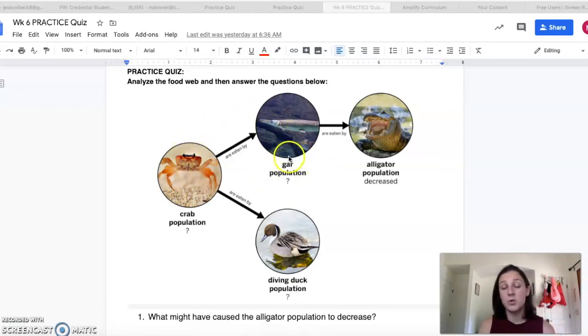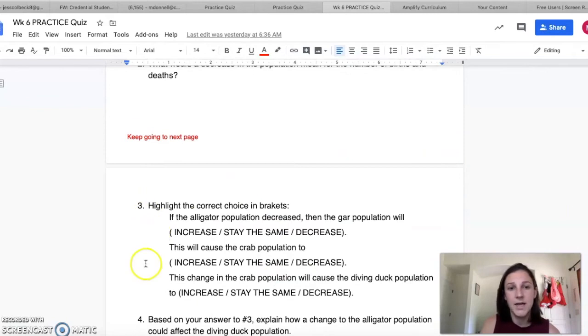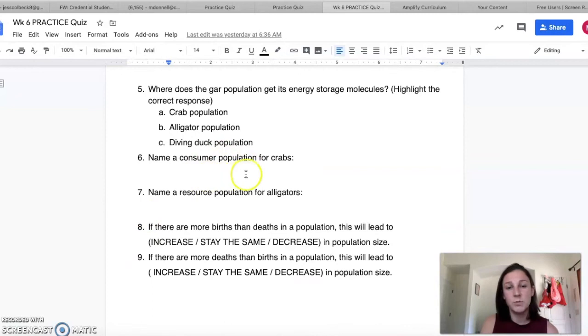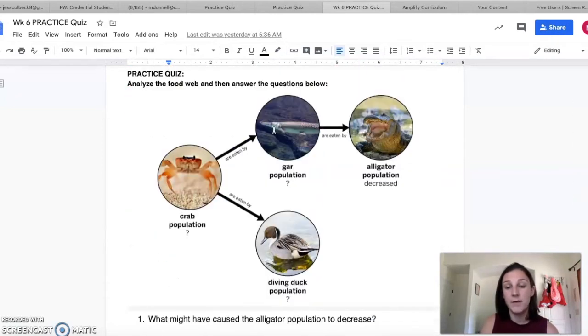So in this scenario, when you get down to this question at the bottom, it says, name a consumer population for crabs and a resource population for alligators. You might notice that one of these things is both of those answers, right? Okay. That would be the gar population, right? It is the resource population of the alligators, and it is the consumer population of the crabs.